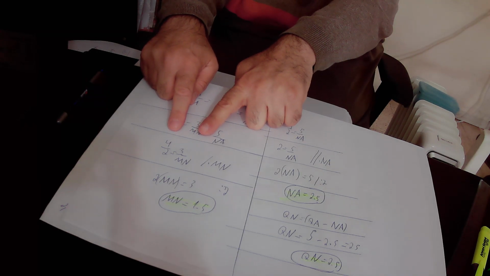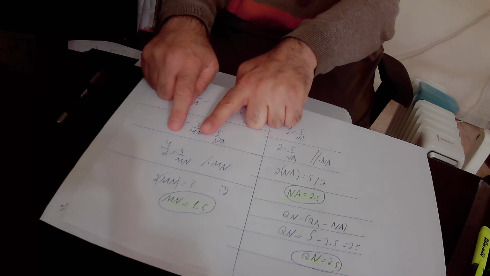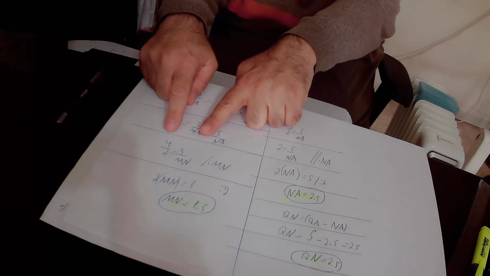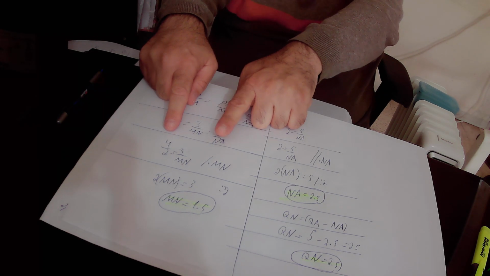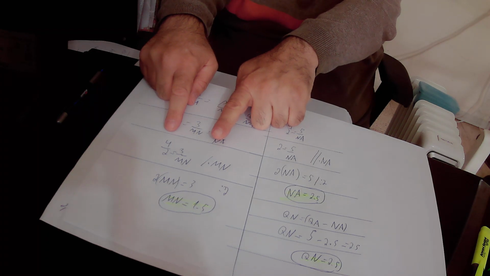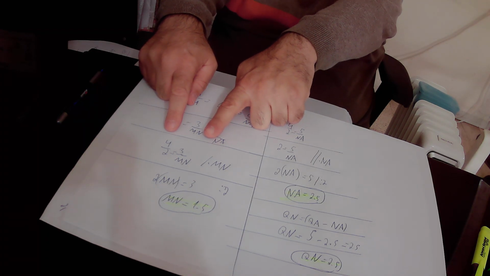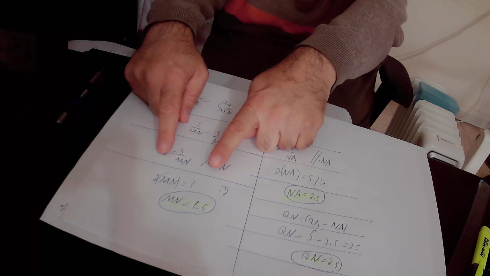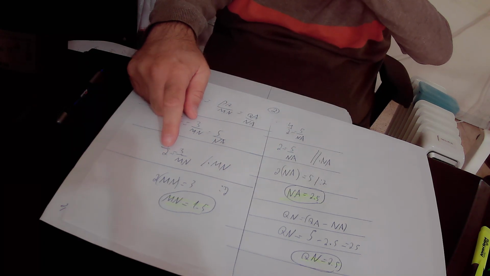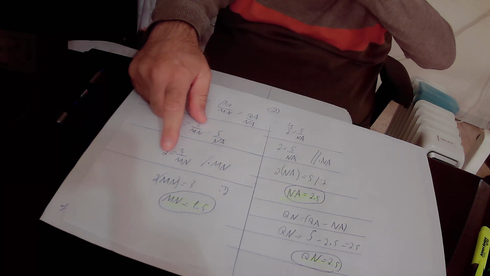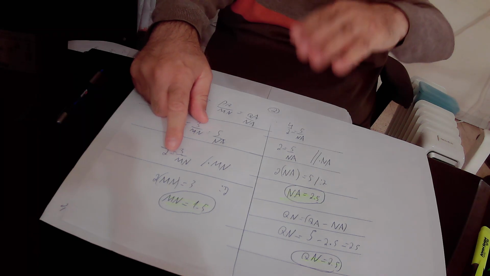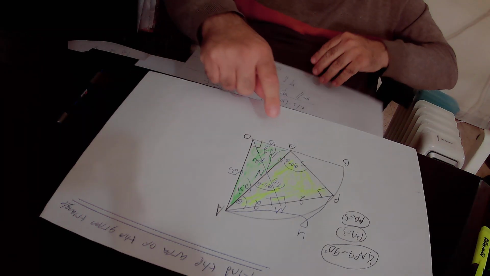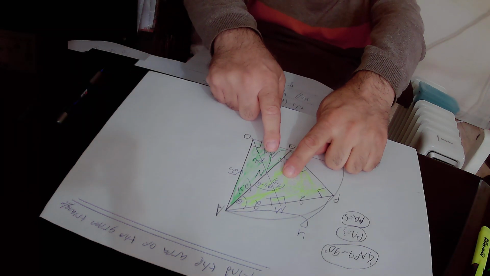We multiply this equation by MN. 4 over 2 is 2. Then we multiply this equation by MN, and we get that 2 times MN equals 3. We divide this equation by 2 and finally find that MN equals 3 over 2, that is 1.5. This line segment MN equals 1.5 units in length.